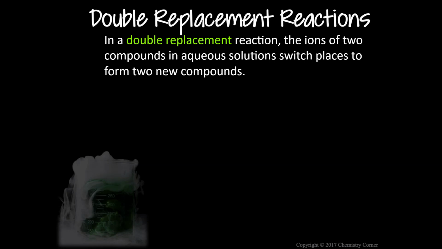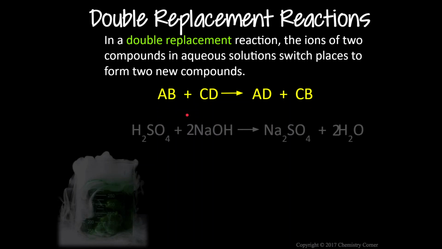So in a double replacement reaction, remember that we start with two compounds, typically ionic, and that those ions then will switch partners to form two new compounds. And so you start with two compounds of one type and you switch. So your A, B, C, D, your A and your C, the two cations, will switch partners, and you'll end up then with A, D, and C, B.